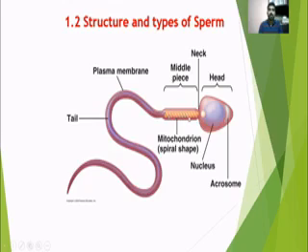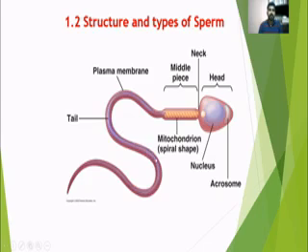Then in this middle piece, the mitochondria are present, arranged in a spiral fashion. We generally know that the mitochondria is nothing but the powerhouse of the cell, and it gives the energy to this sperm for motile purpose. And this is the tail, which is nothing but the flagella.